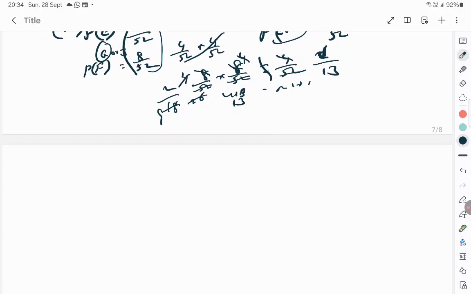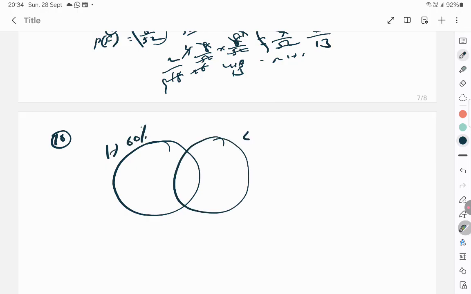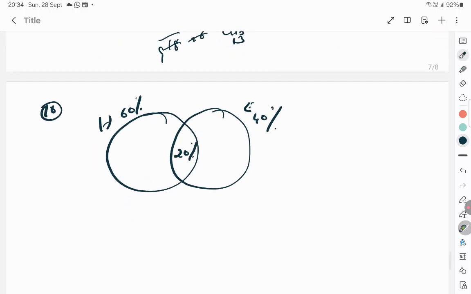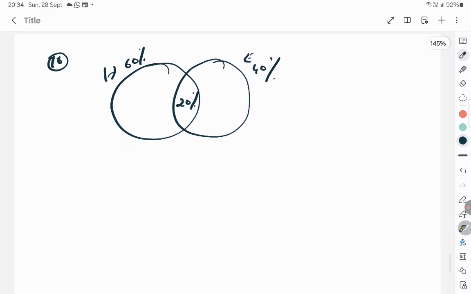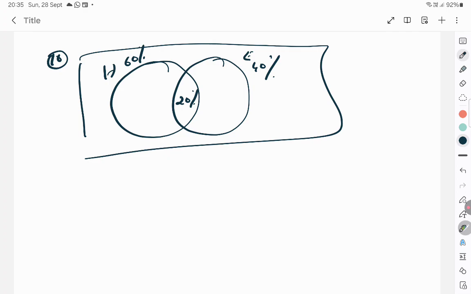So let's go to the 16th question. In a hostel, 60% of students read the Hindi newspaper, 40% read the English newspaper, and 20% read both English and Hindi. A student is selected; find the probability that she reads neither Hindi nor English, which means completely outside. They should not belong to this and that, so it's going to be completely outside.